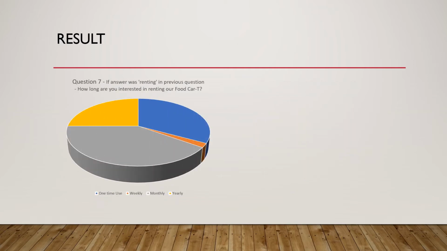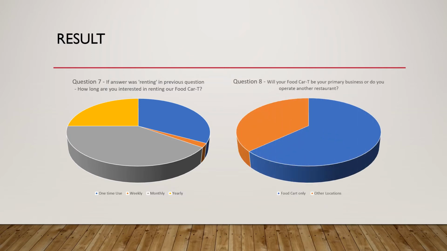This question gives us an idea of how fast the cart is expected to be ready for another customer. The shorter the rent period, the easier the cart should be to prepare. It also gives us information on how rent packages should be created. By this data, daily, monthly, and yearly packages should be offered as it is desired by customers.